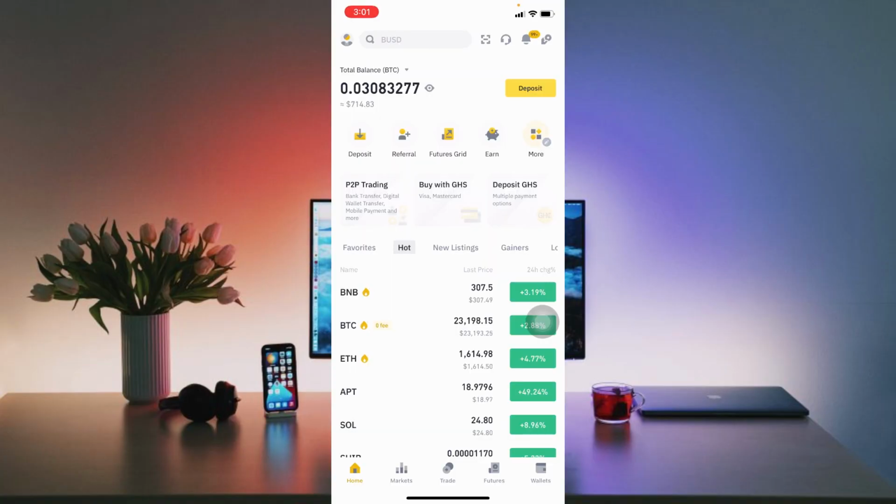Wallet right now, you can see I have over 700 USDT in my account. I'm going to be showing you how you can trade cryptocurrencies and make money.